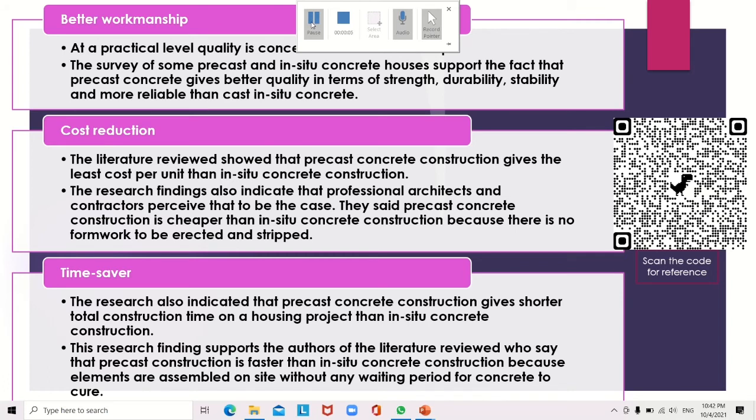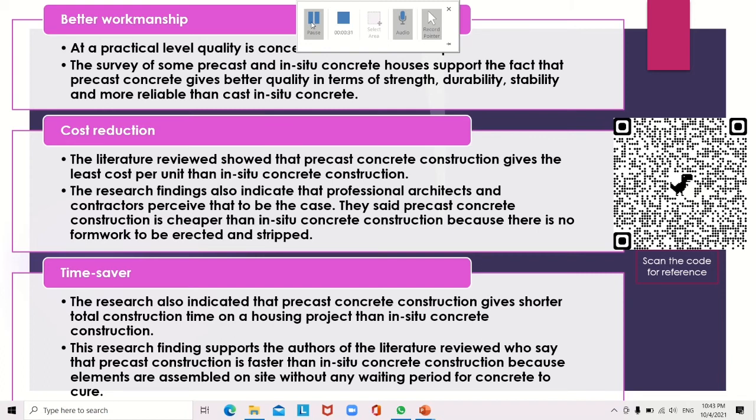The next reason why precast concrete is preferred compared to the conventional in situ construction method is better workmanship. At a practical level, quality is concerned with workmanship. The survey of some precast and in situ concrete houses supports the fact that precast concrete gives better quality in terms of strength, durability, stability, and is more reliable than cast in situ concrete.